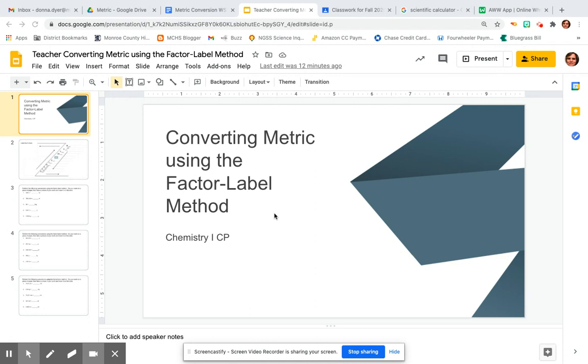I have to see your work. I have to see that you are working these out using the factor label method, because eventually that will be the only way you'll be able to get a correct answer. So if we're going to start out using the factor label method to do metric conversions, then we're going to use something called the Z-chart.